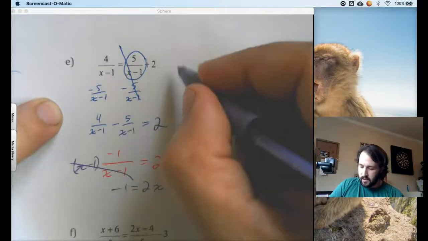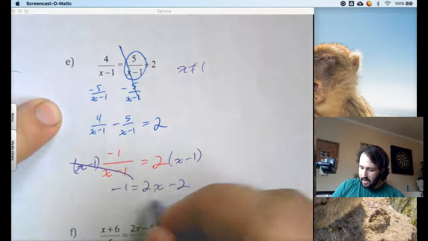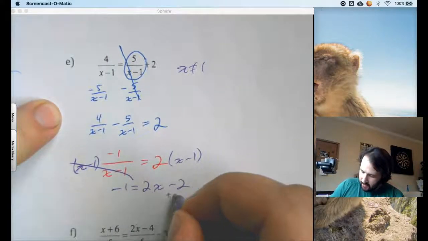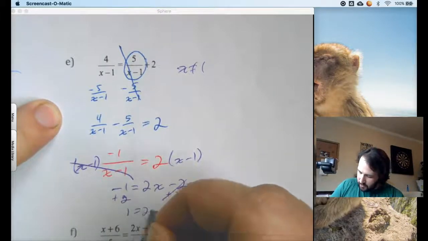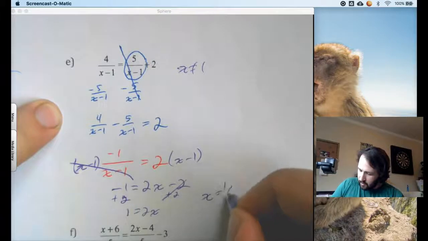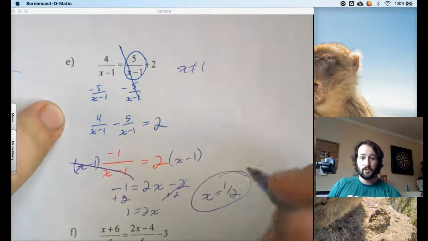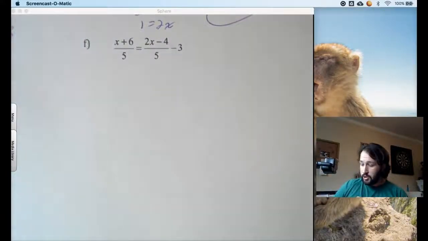Going back to my original, I know x cannot be 1. I don't know why I just thought about it now, but it can't. So if I add 2, getting ahead of myself, then this would be 1 equals 2x, so x would equal 1 over 2 when I divide both sides by 2, which is not 1, so that's a good solution. All right, looking at part F, last one.